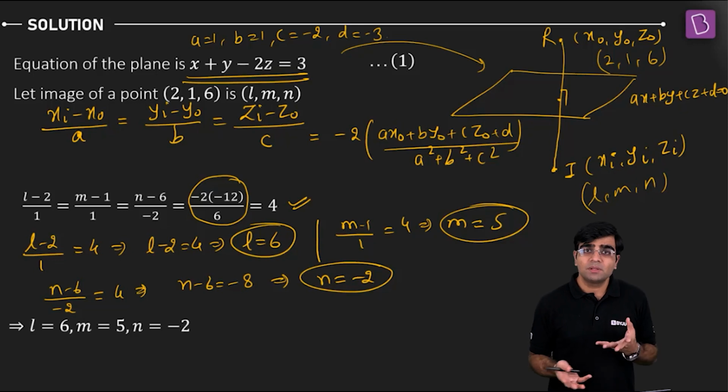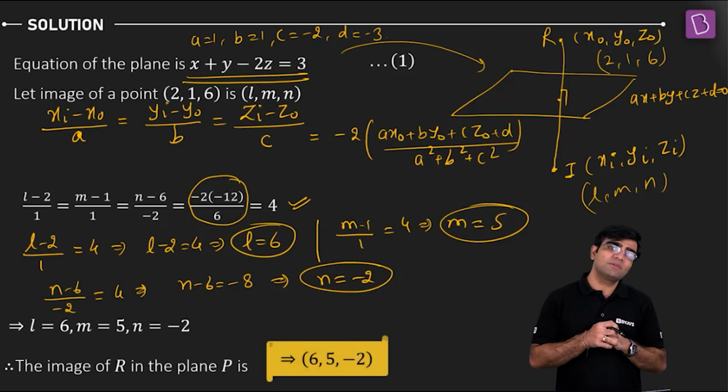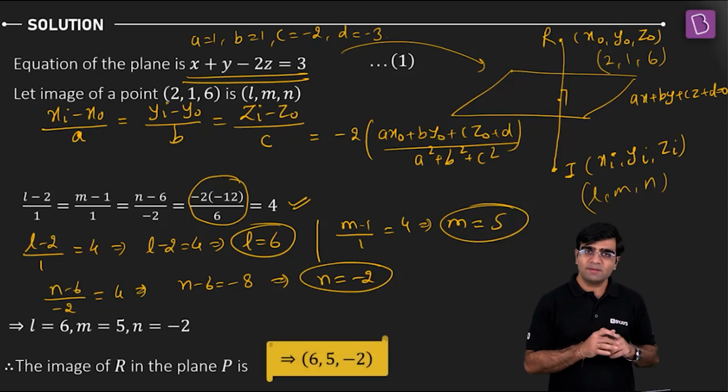And what is LMN? Image. What was the question asking? Image only. All right. So the answer becomes: the image of the point is (6, 5, minus 2). All right, everyone understood this?